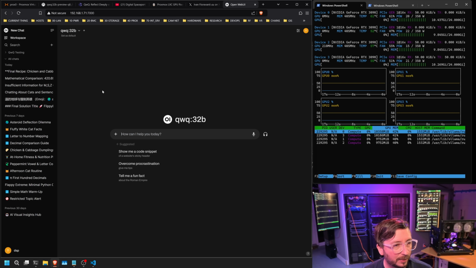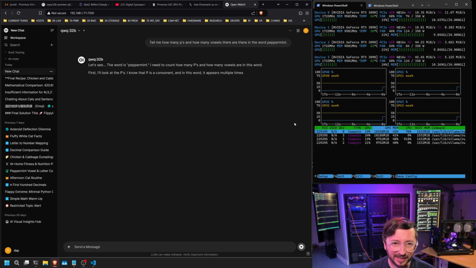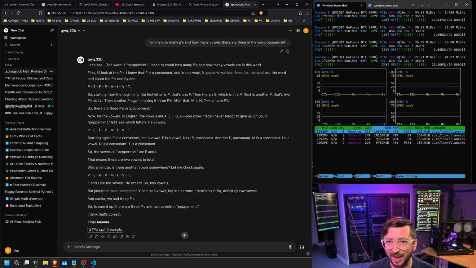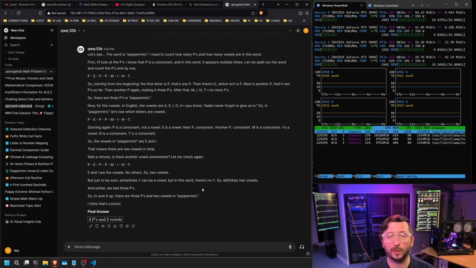Next up, let's do some peppermint testing here and find out how many P's and how many vowels there are in the word peppermint. I think it's going to get this one. The reasoning of how it got here is bad, but it should be 3 P's and E, E, and I. So unfortunately, there are 3 vowels. Did fail that one.